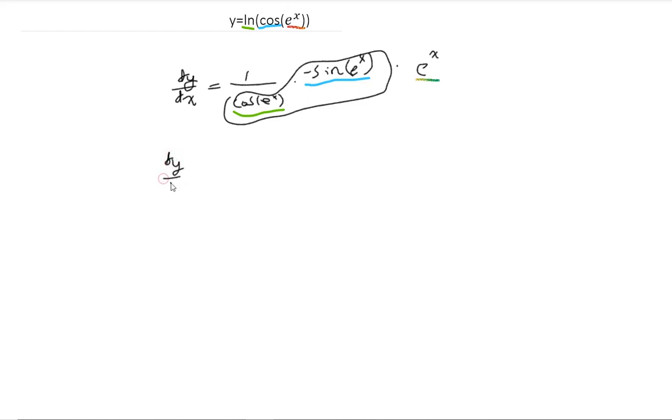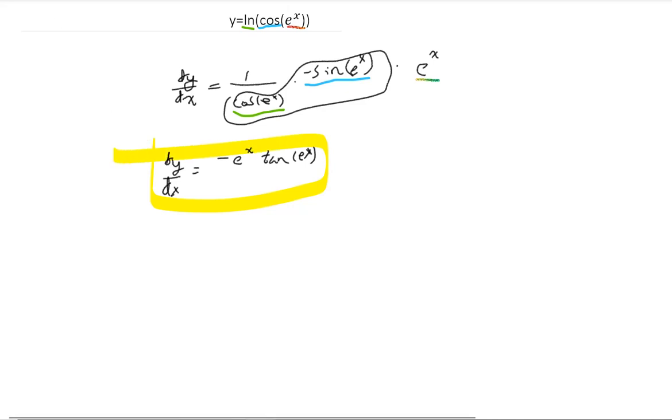So our final answer is going to be dy dx equal to, remember there's a negative, e to the x times tangent e to the x. And that's our final answer. This was a little messy. I'll go ahead and rewrite it. This is tangent e to the x.